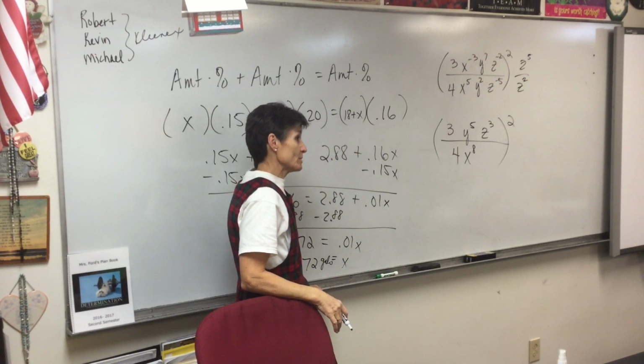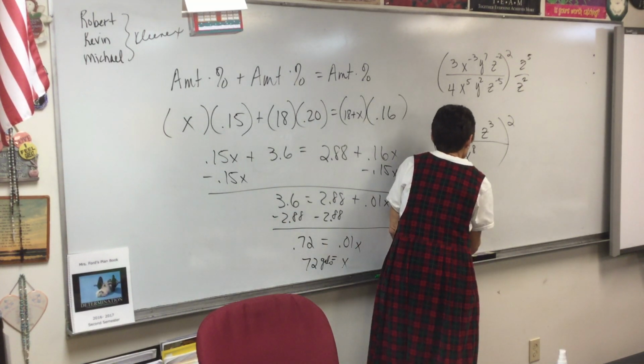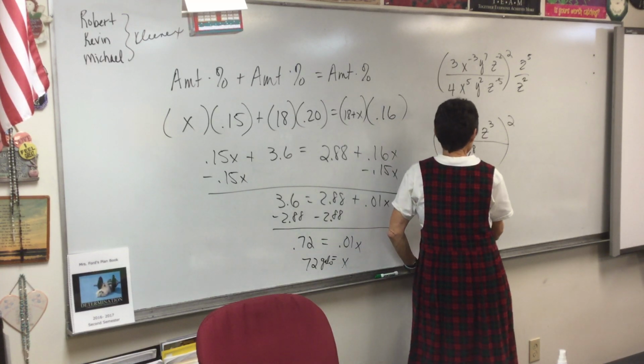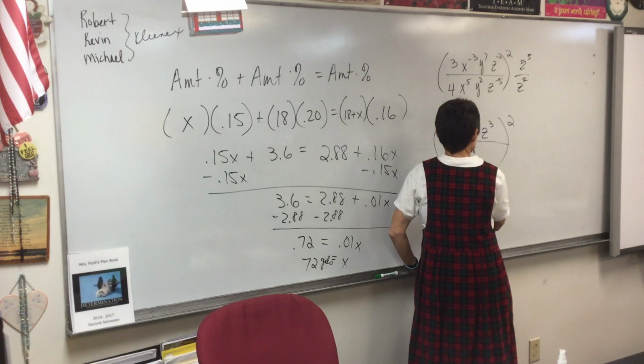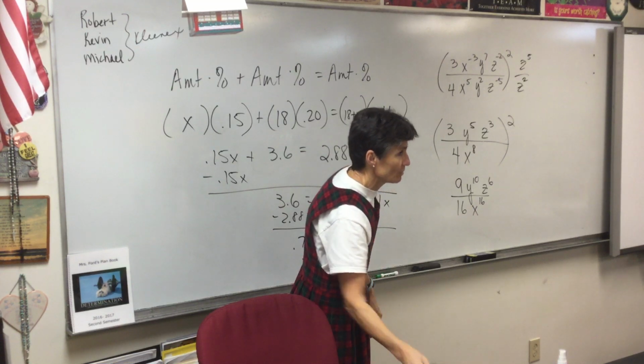Now we have to square everything, right? So we're going to have 9 and 16. All right, now tell me about the letters. Y to the 10, Z to the 6, X to the 16. Perfect. There's your answer. Beautifully, beautifully done.